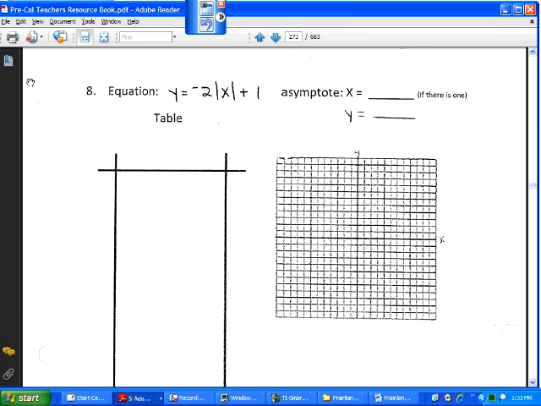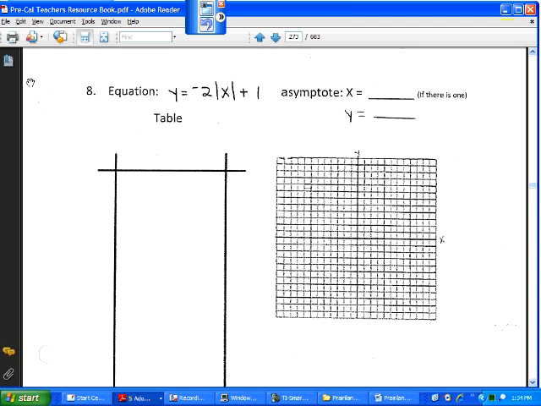Number 8 is an absolute value. I forget what page of the Algebra 1 book that is. It's in chapter 10 of the Algebra book. Page 234. Somebody want to look that up? Somebody look that up for me. Chapter 10, absolute value graphs.